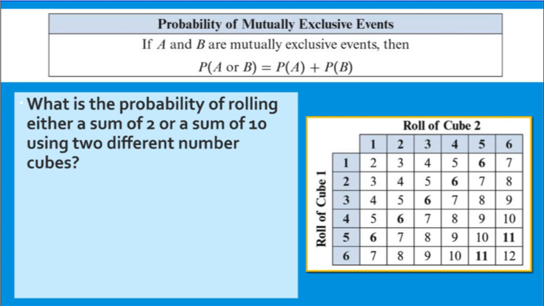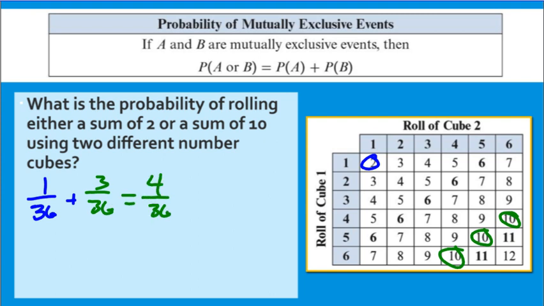Next one, what is the probability of rolling either a sum of 2 or a sum of 10 using two different number cubes? A sum of 2 is only 1, so that's 1 out of 36 chances. A sum of 10, we'd have 1, 2, 3, so that's 3 out of 36. Add them together gives you 4 out of 36. Reduced, that gives us 1 out of 9. So you have 1 out of 9 chances of rolling either a sum of 2 or a sum of 10.